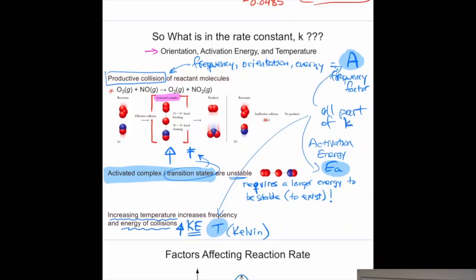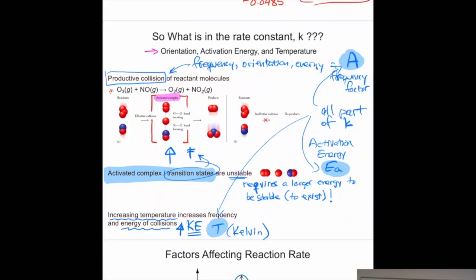Wanted to discuss those three things first, so you had at least an idea of what they meant. You have to have the right orientation and the right energy. Things have to meet in the right way. And when they do meet in the right way, you still need to have enough energy to make that activated complex. Because if you can't make the activated complex, it will never resolve into products. Now, it could also resolve back into reactants too, as you'll see.